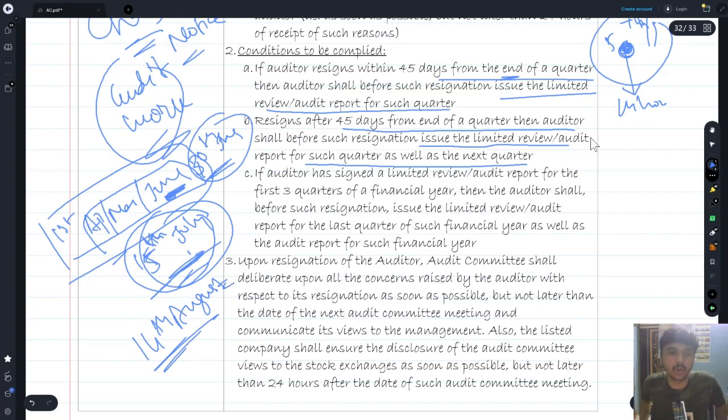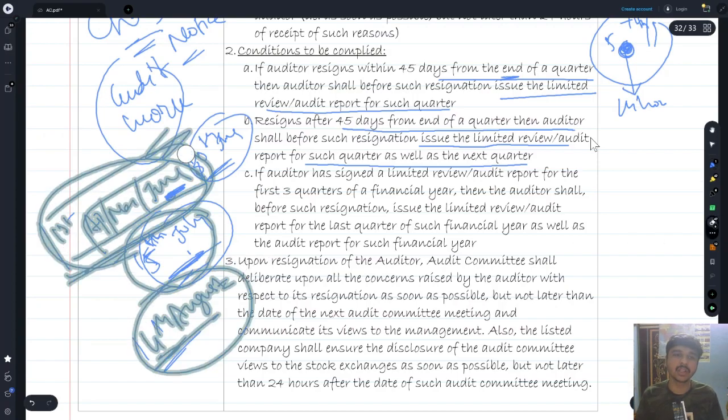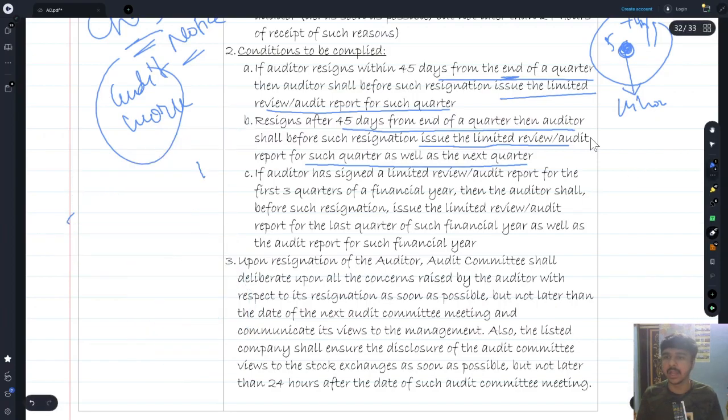Sorry, I explained it wrongly. So if the auditor has resigned within 45 days, that is within 14th of August for the first quarter, he needs to issue the audit report or limited review for only the first quarter. For example, if he goes beyond this date, that is beyond 14th of August, that is beyond the 45 days period. He takes more than 45 days after the end of the quarter to resign. Then in that case, you have taken more than sufficient time. You have to give the limited review or the audit report for the first quarter as well as the next quarter also.